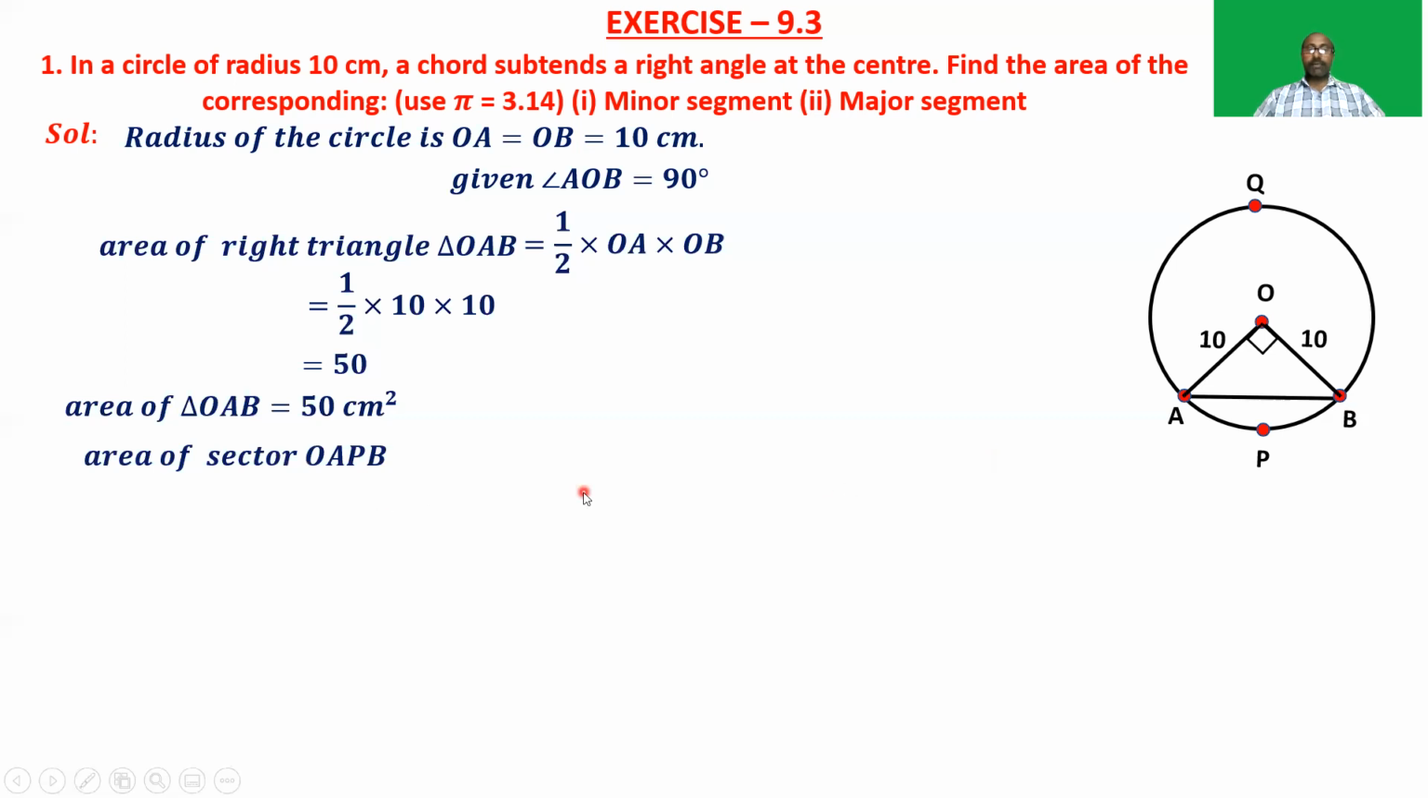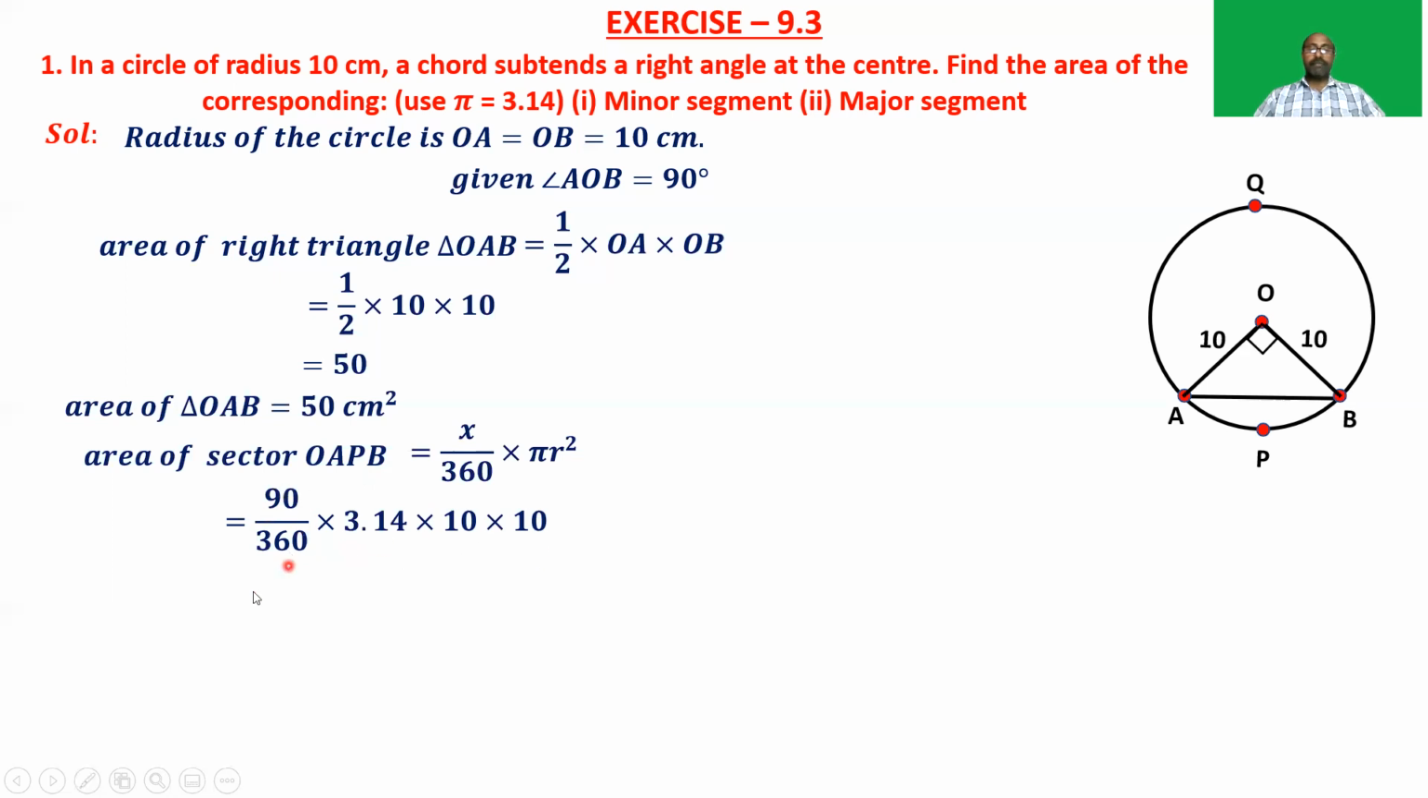So area of sector OAPB is x by 360 into pi r square, where x is the angle of sector, which is equal to 90 degrees, and r is the radius of the sector, OA equal to OB equal to 10. So by substituting these values in this formula, we have x is equal to 90, pi is equal to 3.14, r is equal to 10. So 90 by 360 into 3.14 into 10 into 10.